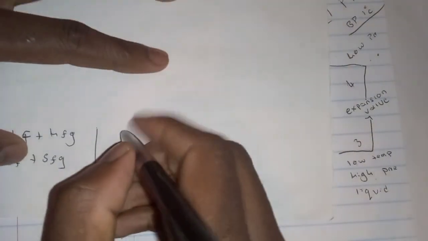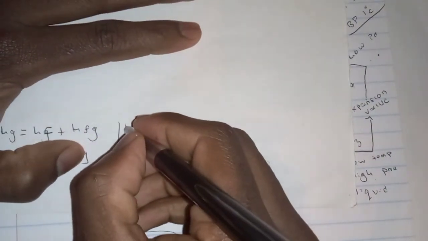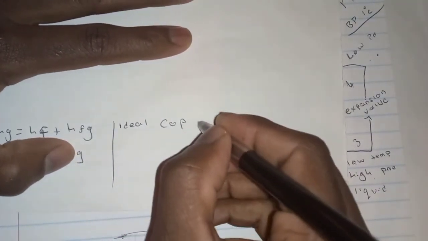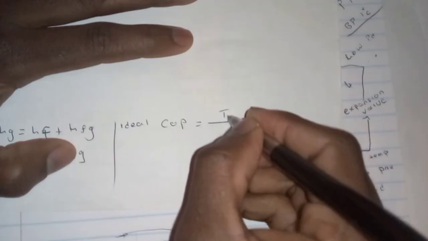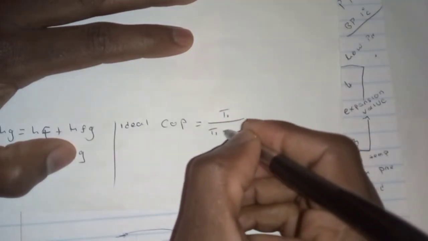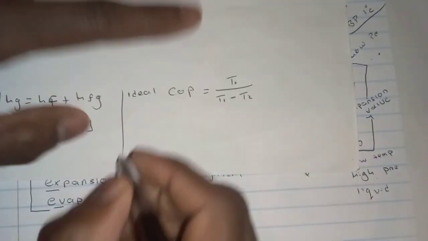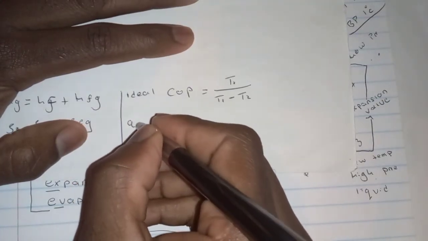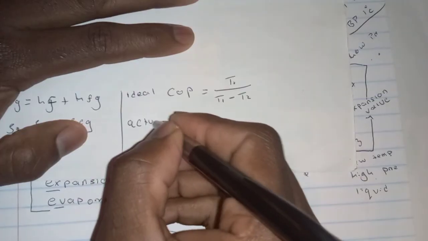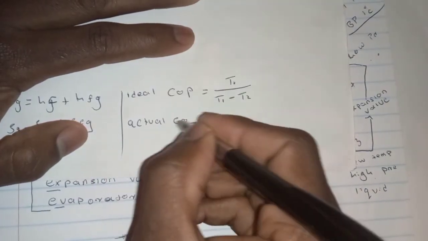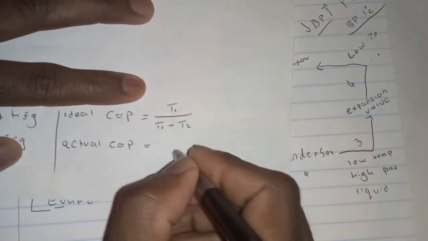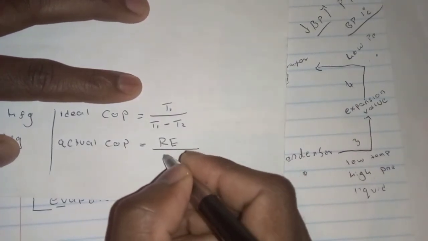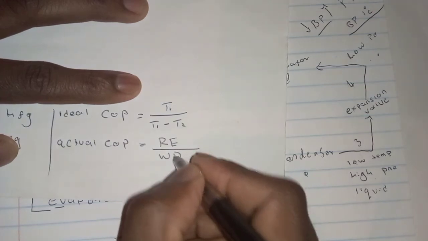So we also have another formula which we call the ideal coefficient of performance. It is given by T1 divided by T1 minus T2. And then we have another one which is the actual coefficient of performance. It's given by the refrigerating effect divided by work done.